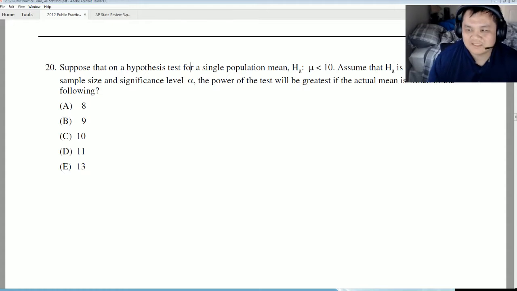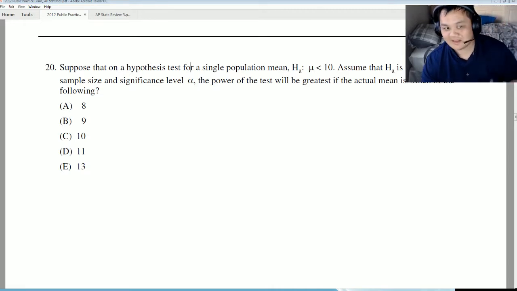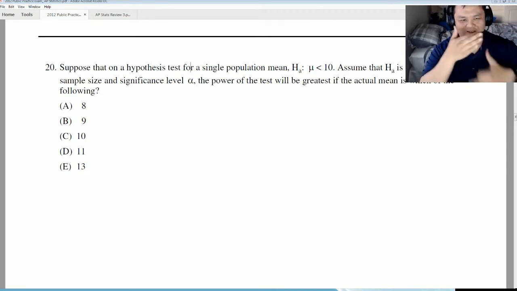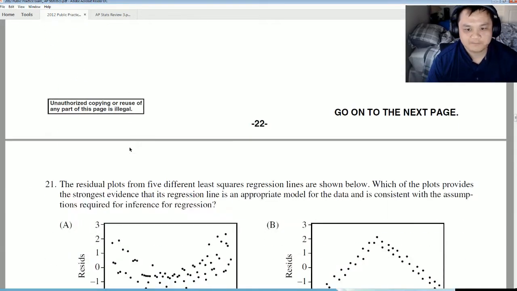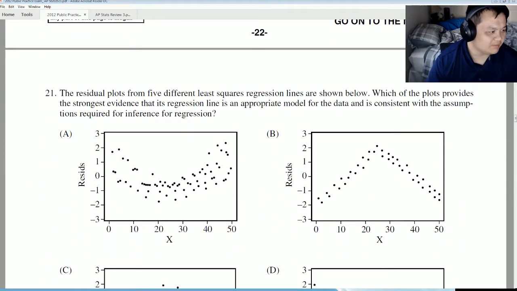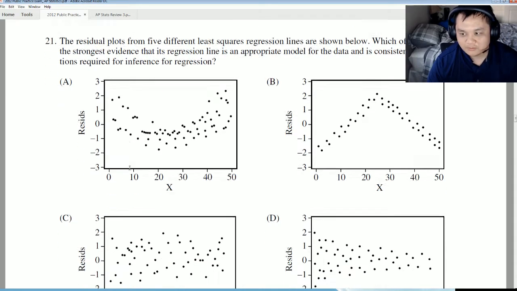I just had to say that out loud for me to hear it. The way I do stats is I don't memorize it. There's a logic to it. Okay. 21, you should be able to do 21 easily. We did this last week.